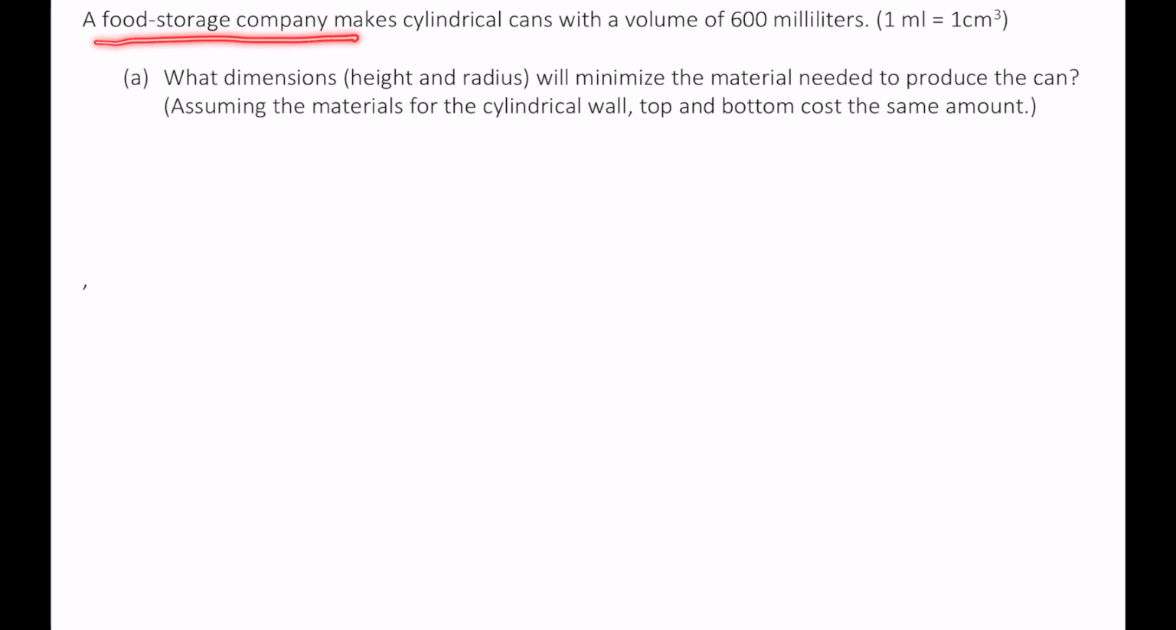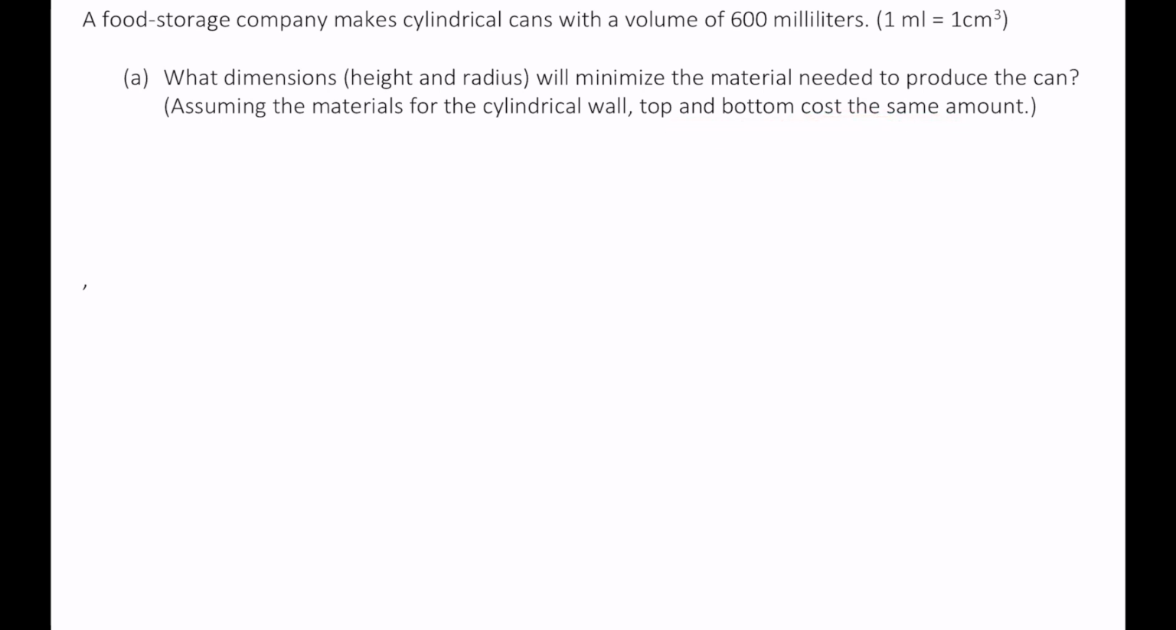A food storage company makes cylindrical cans with volume of 600 milliliters. That's a cubic centimeter. So what dimensions, height and radius, will minimize the material needed to produce the can? And now this part is assuming that materials for the wall and the top and bottom cost the same amount. So what does that mean?